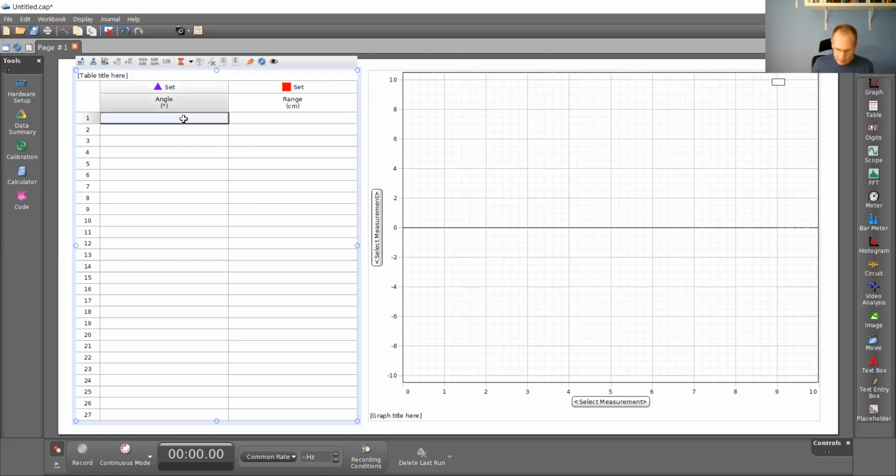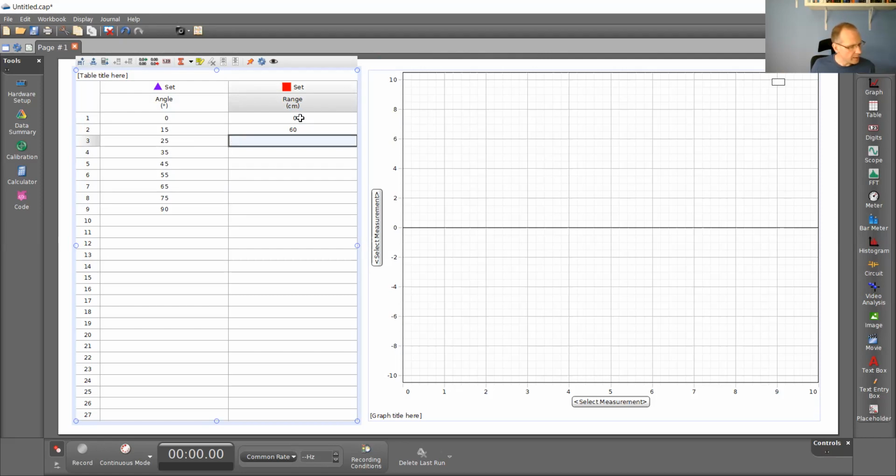Okay, let's say I'll use the same values for the angle: 0, 15, 25, 35, 45, 55, 65, 75, 90. And then for the range, of course, this is 0. Then let's say you got 60 centimeters at 15 degrees.